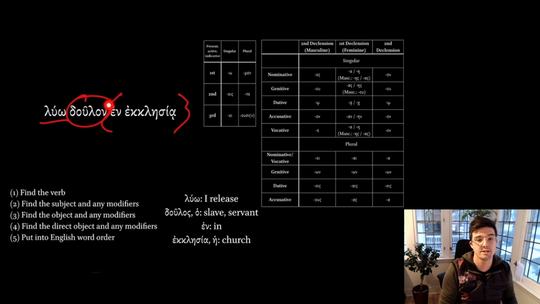Doulon is in the accusative case, so it's the object of the sentence. And in a church. So in is a preposition that takes the dative case. So after in, you're going to find a dative noun. So in a church. So I release a servant or a slave in a church.